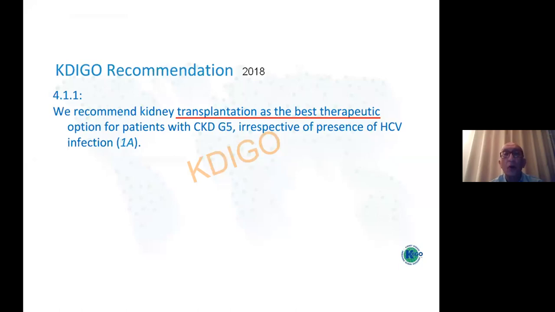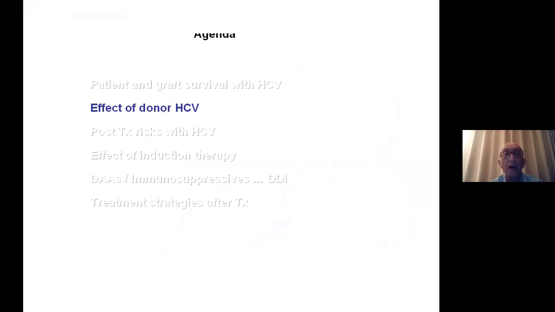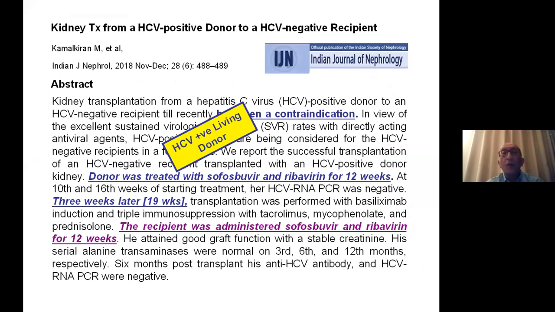for CKD, advanced CKD, irrespective of the presence of hepatitis C infection, and the evidence was very high. What is the effect of donor hepatitis C, the donor, if he has hepatitis C or not? I'll speak first about a few reports concerning the hepatitis C in the positive living donor. This has been originally a contraindication for transplantation, but in several reports, they considered treating these donors with the regimen which is available.